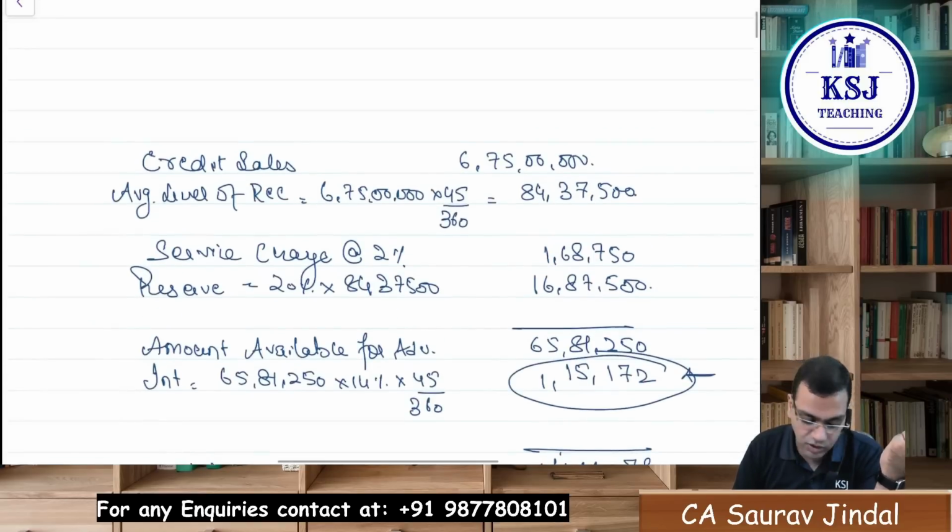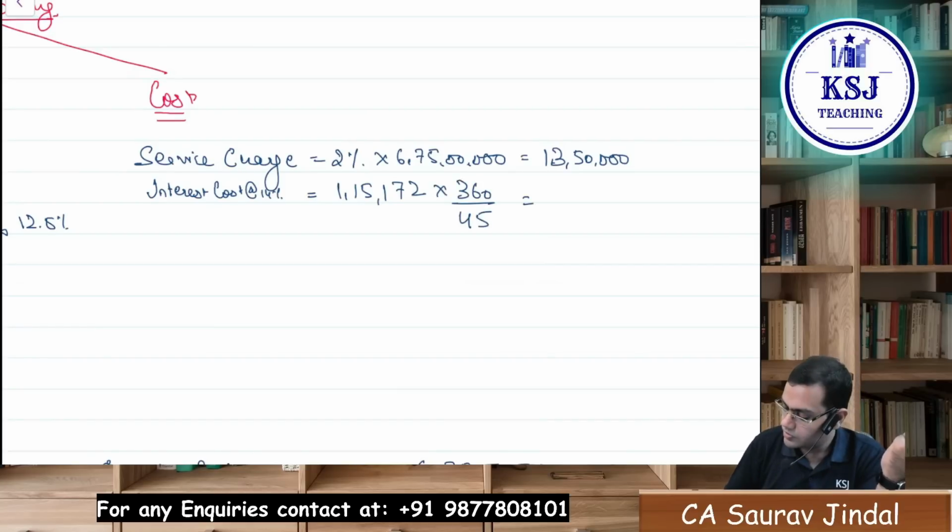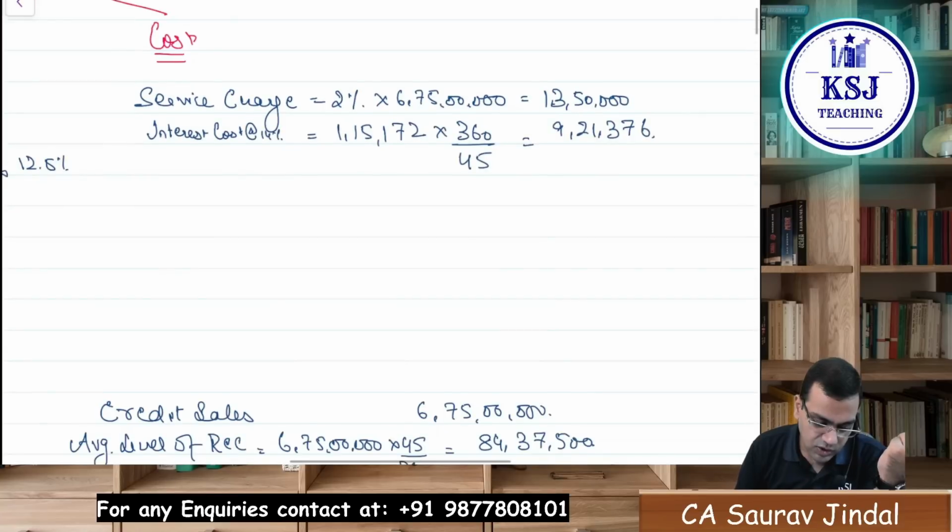45 days. If I want to calculate for the full year, here interest cost will be 1,15,172 into 360 divided by 45. So 1,15,172 into 360 divided by 45, that comes to 9,21,376. Correct. Right. So this will be the cost.